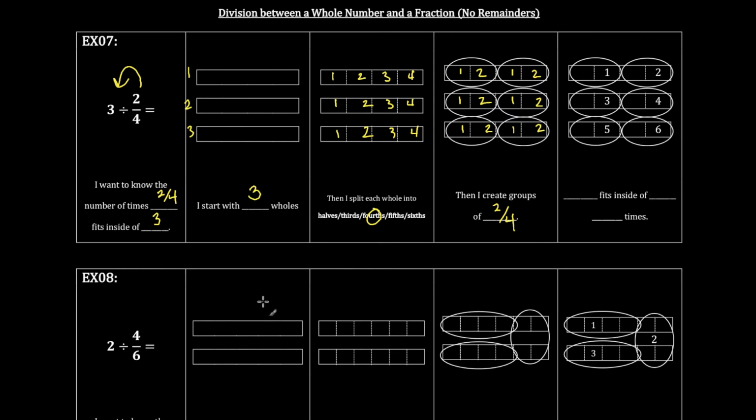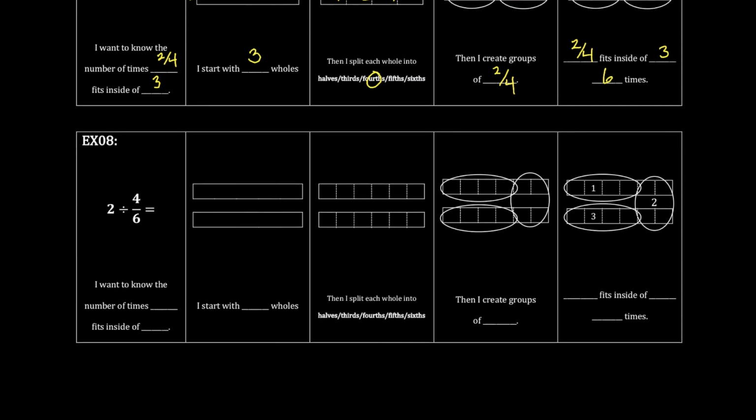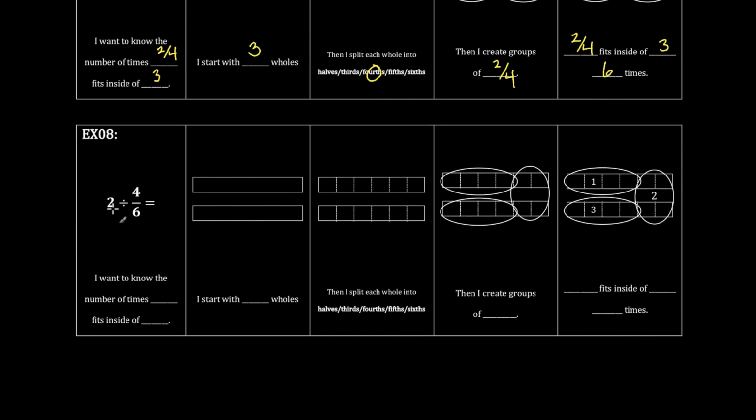Now, how many of these groups of 2/4 fit into 3 wholes? 1, 2, 3, 4, 5, 6. So 2/4 fits into 3 six times. 3 divided by 2/4 is 6.